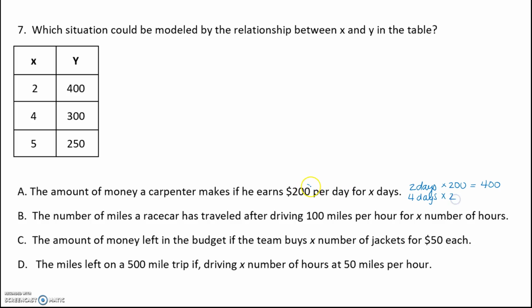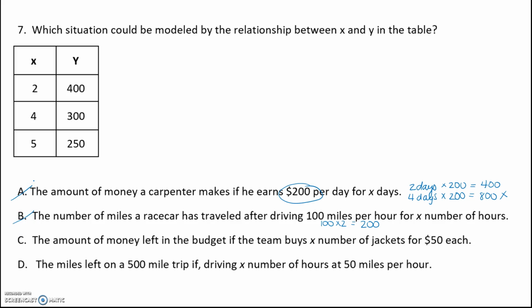times the $200 per day, right, that we're looking at here? Well, he should get $800. So it says 300. So that does not match. Okay. B says the number of miles a race car has traveled after driving 100 miles per hour, and X is the number of miles. So if it's 100 miles times 2 hours, should be 200, right? Doesn't look right either.